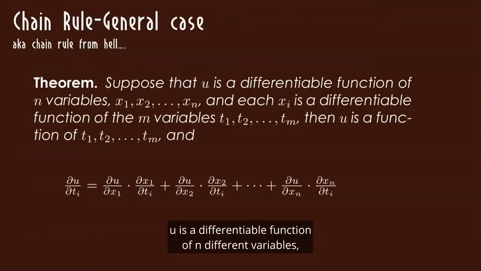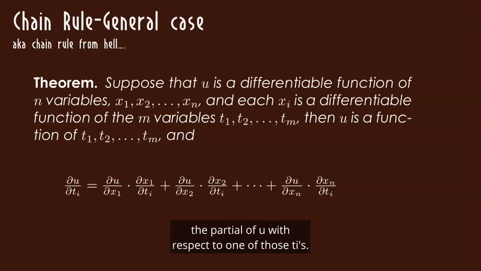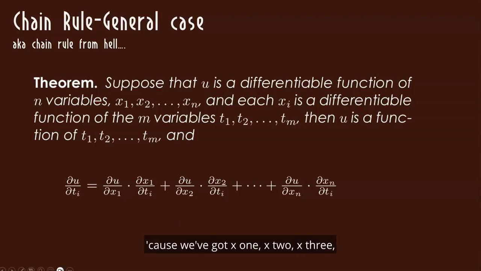u is a differentiable function of n different variables, and each of those n variables is a function of m other variables. Then u will be a function of those m variables, and this would be how we would write the partial of u with respect to one of those ti's. Hopefully you can see this pattern, because we've got x1, x2, x3, down to xn, just like before we had the x's and the y's.